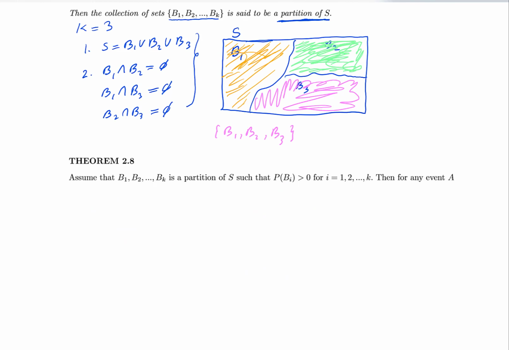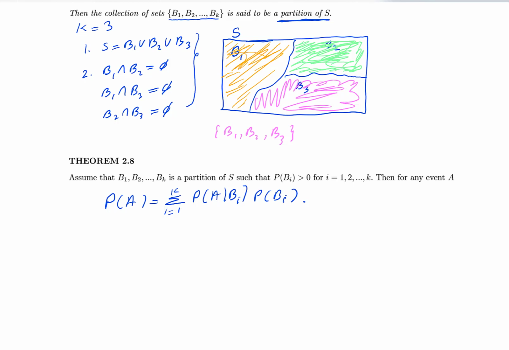Now let me explain Theorem 2.8. Assume that B1, B2, up to Bk is a partition of S such that the probability of Bi is greater than 0 for i equals 1 to k. Then for any event A, we can write the probability of A equals the summation, i goes from 1 to k, of the probability of A given Bi times the probability of Bi. This is the theorem.